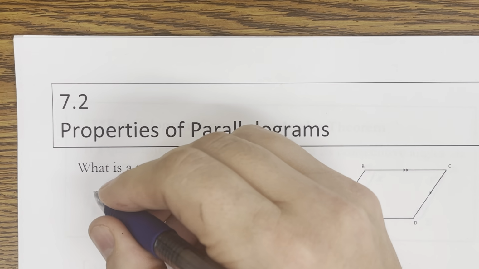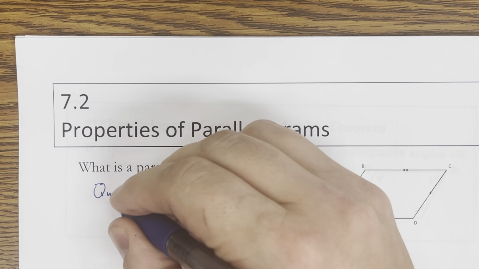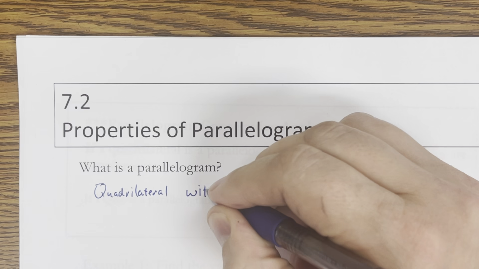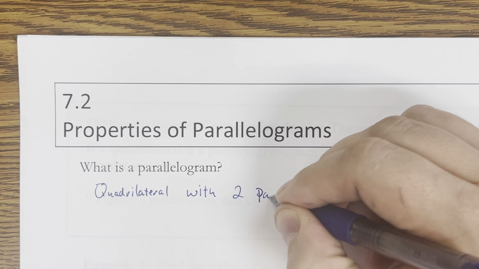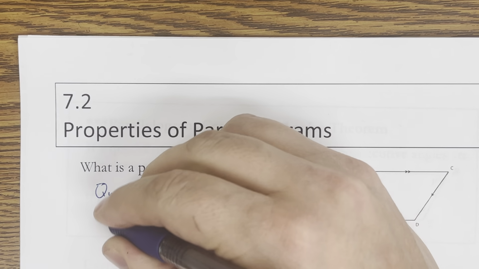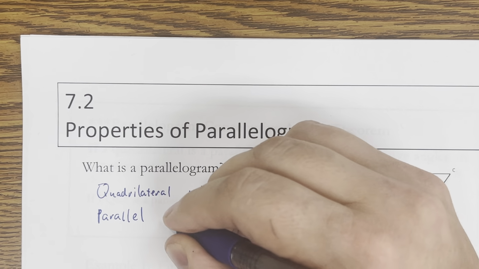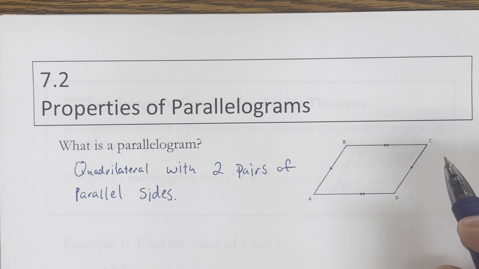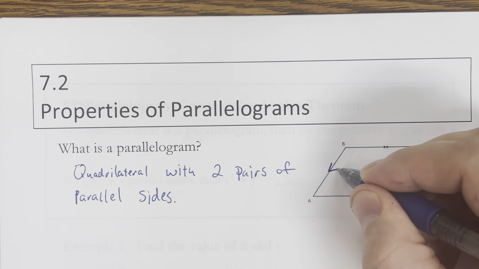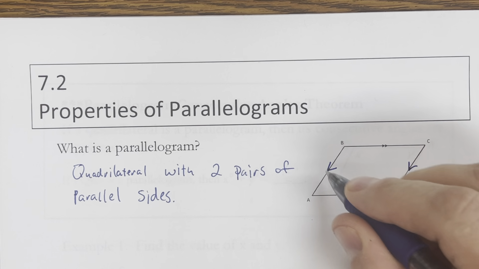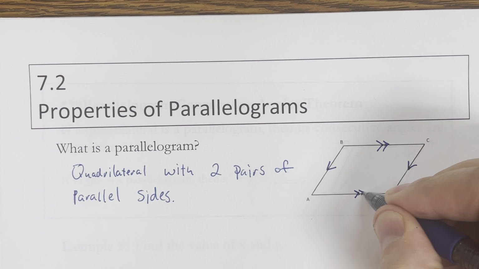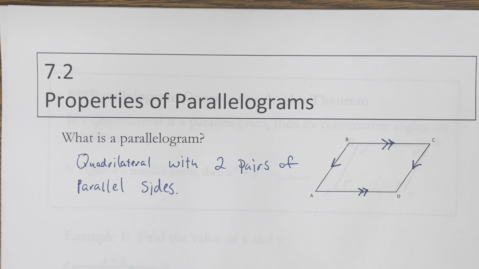A parallelogram is a quadrilateral, so it has four sides with two pairs of parallel sides. So, for us to identify a parallelogram, we have to look at the diagram. If we see that the opposite sides are parallel, one pair, two pairs, we know that the figure is a parallelogram. Parallelograms have a ton of special characteristics, and we're going to go over those today.